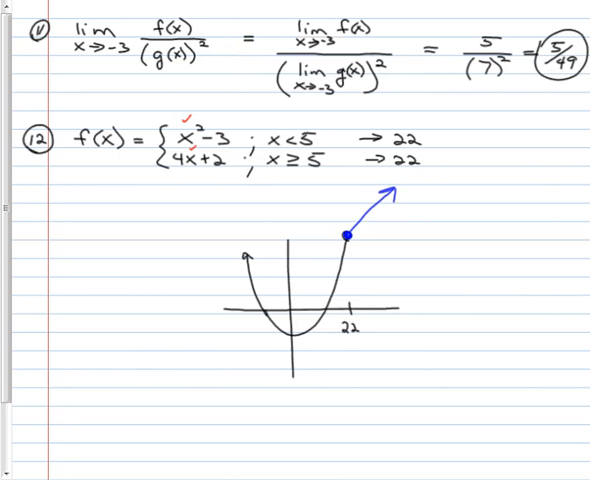So what's the limit? Are they asking for the limit? Yeah. What's the limit of this function? 22. Both of them are approaching that same value, 22.